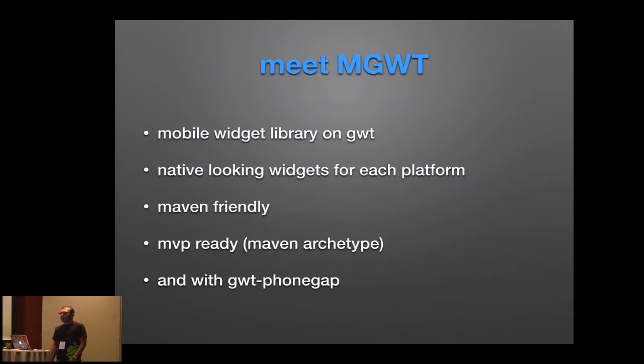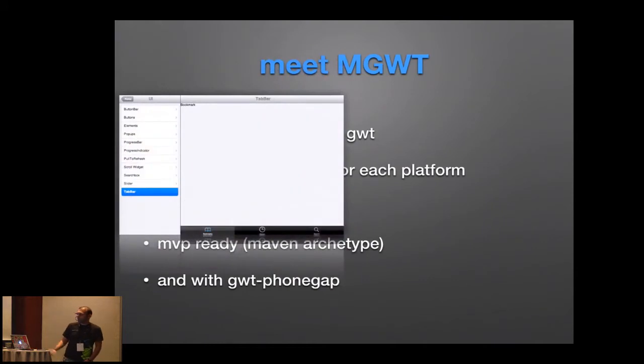So meet MGWT. What's MGWT? MGWT is basically a mobile widget library built on GWT. It has native-looking widgets for each platform. It's Maven-friendly, which is something important for me. MVP-ready. Actually, it even has a Maven archetype to create the MVP files needed to work with it. It doesn't come with it, but you can use it with gwt-phonegap, which is a nice companion.